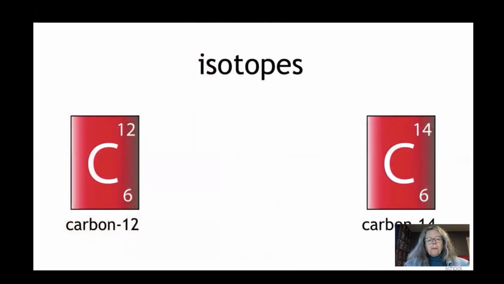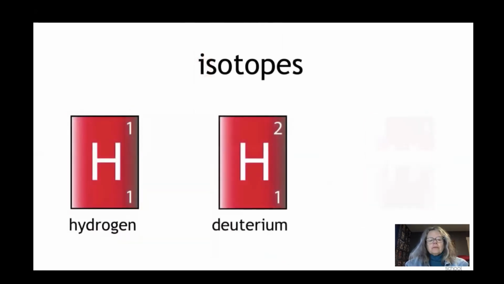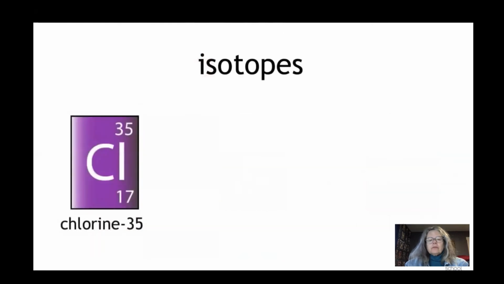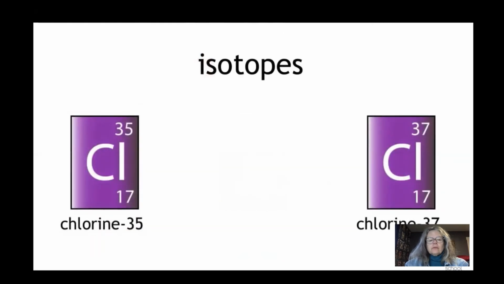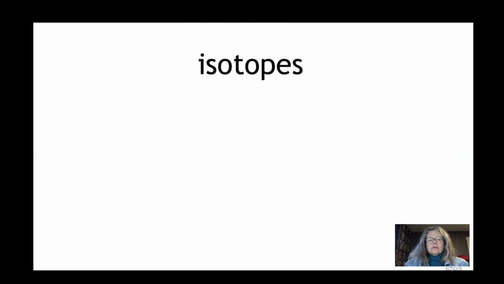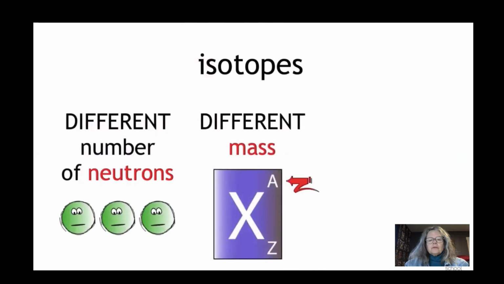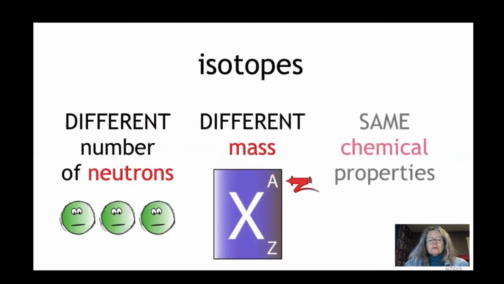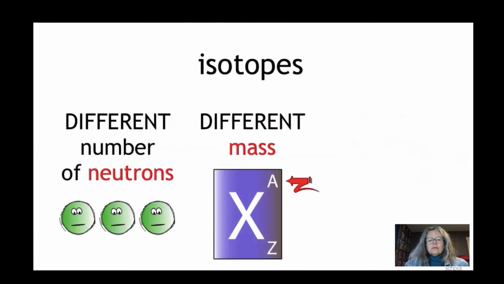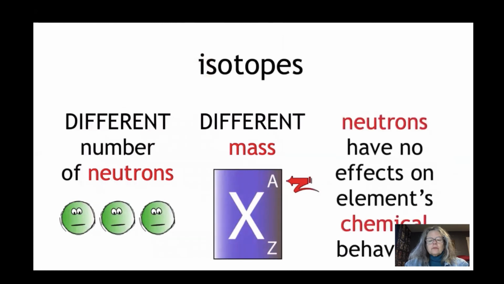Carbon-12 and carbon-14 are not the only examples of isotopes. There are many more, such as hydrogen, deuterium, tritium, and chlorine-35 and chlorine-37. Isotopes only differ in their number of neutrons and their mass. Their chemical properties are exactly the same because neutrons have no effect on an element's chemical behavior.